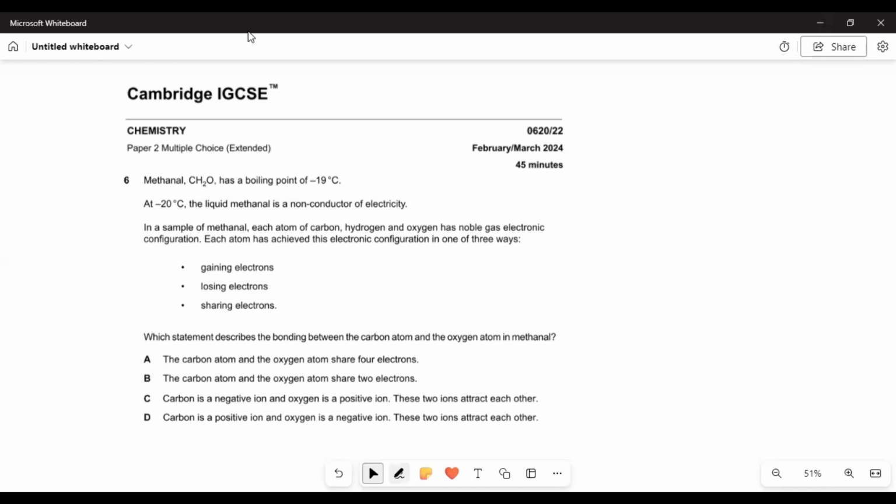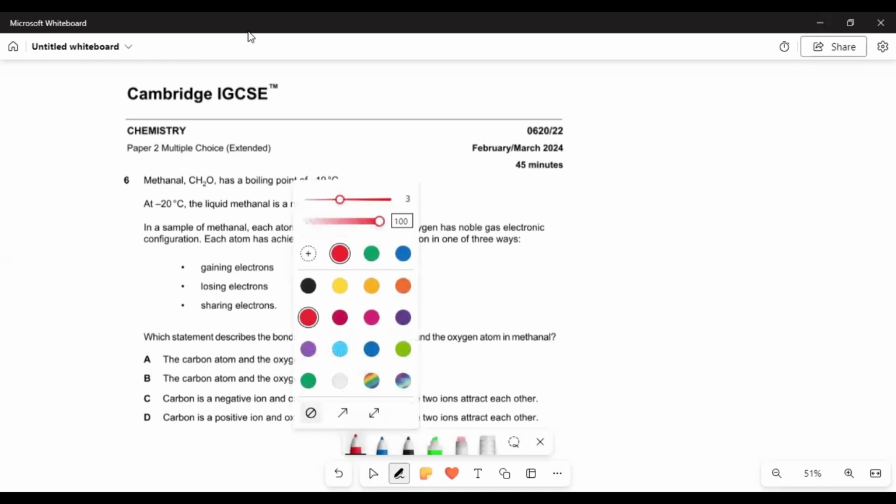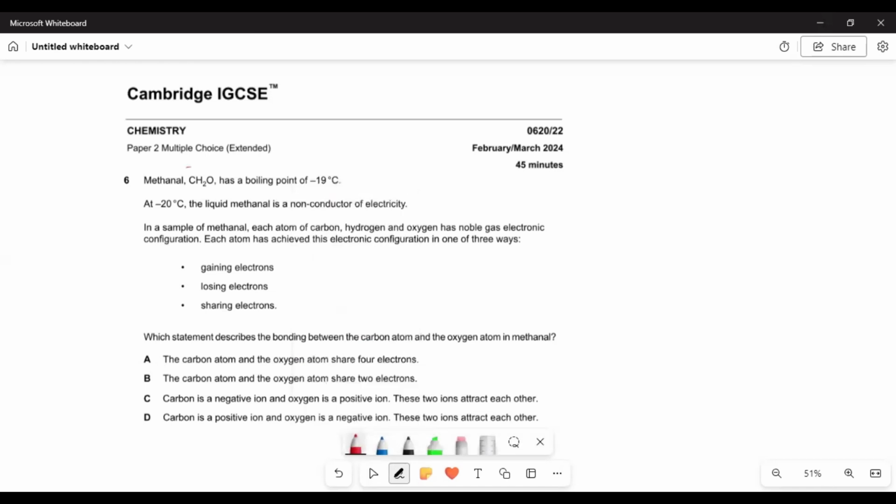Now this is question number 6. Methanol. This is the formula for methanol. It has a boiling point of minus 19 degrees Celsius, so definitely at room temperature, it is in gaseous state.